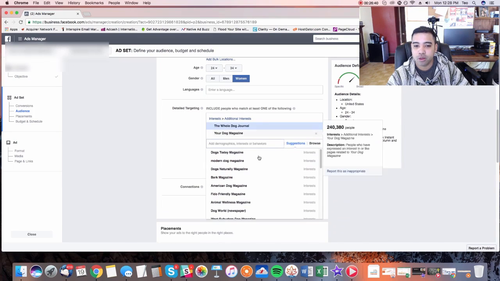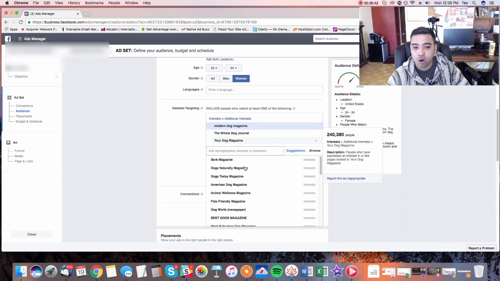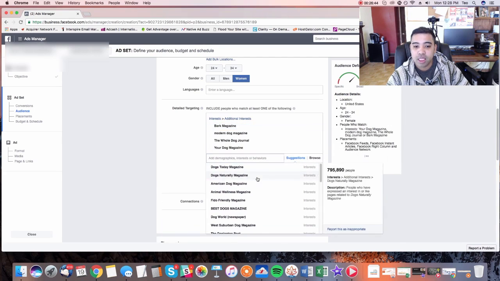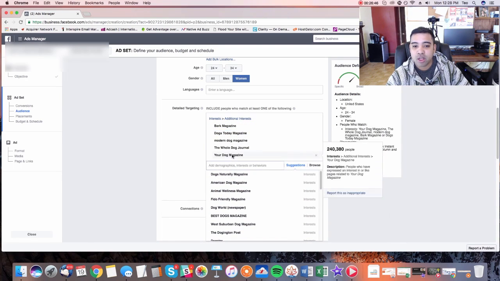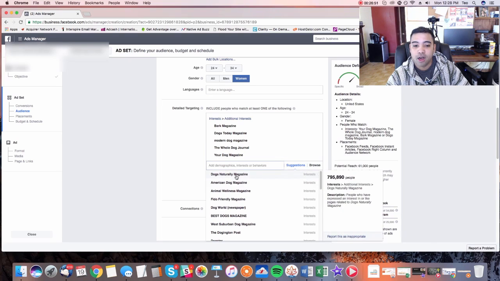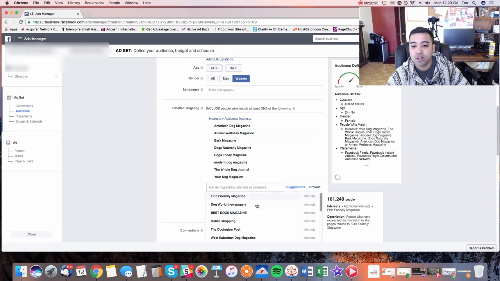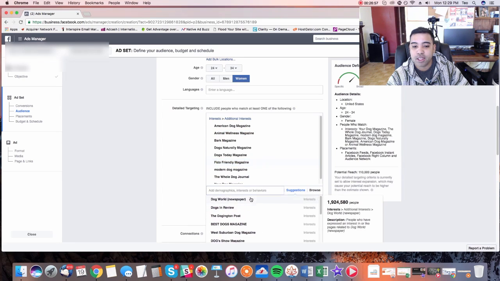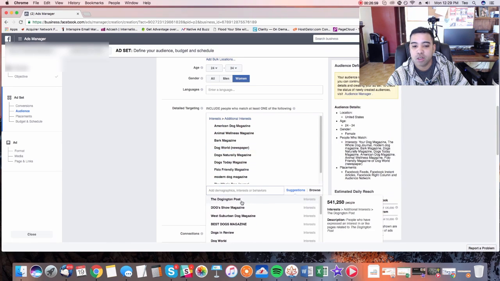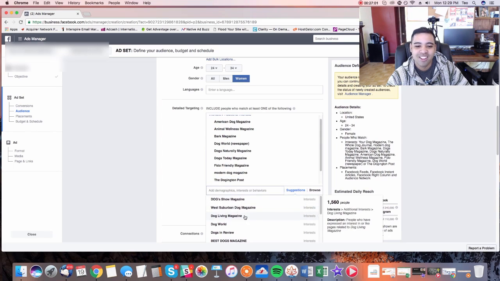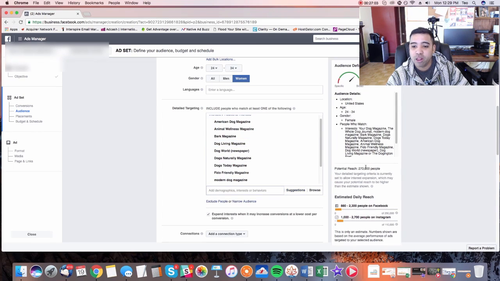We're going to do dog journal. Here's another one. And Facebook's giving you the gold right here. Facebook is basically giving you interests based on the previous interest that you've plugged in. Once you do that, they give you all of the interests that are related: Fido Friendly Magazine, Dog World Newspaper, Dogs and Reviews, Doggington Post, Dog Living Magazine. Now you're building up your potential reach. You're only at 270,000 people.